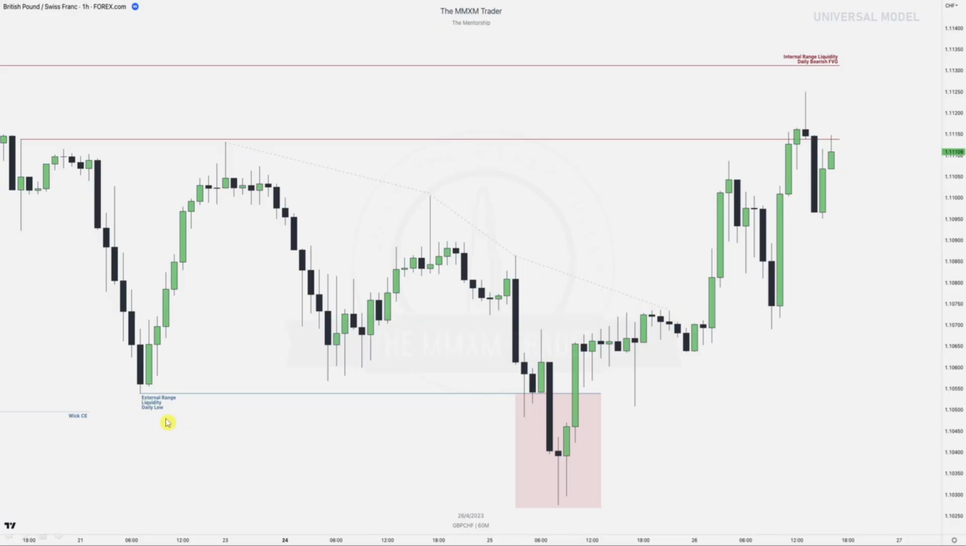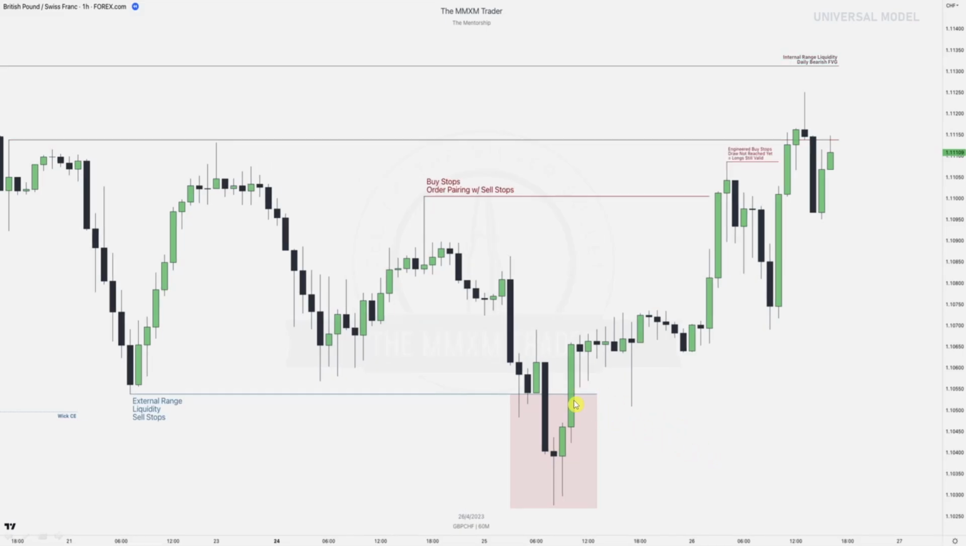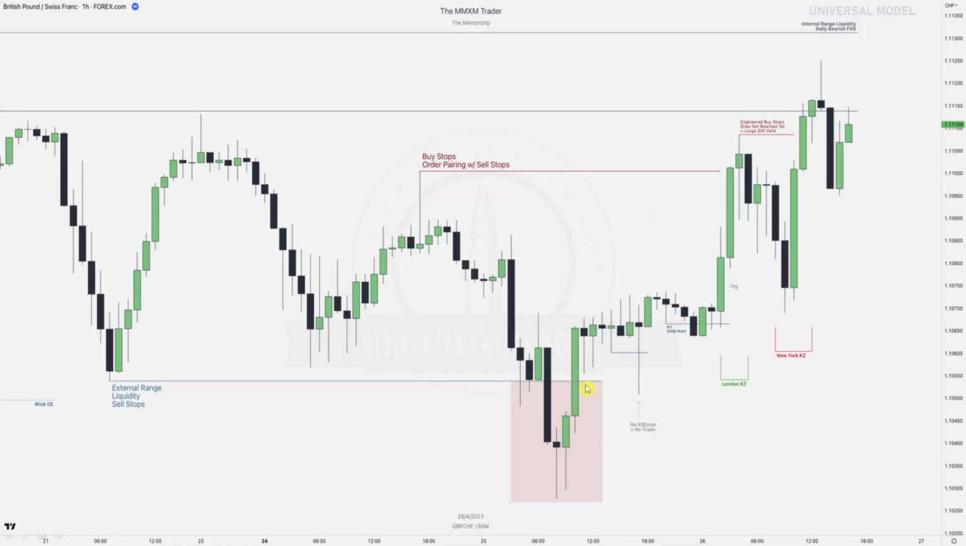So we need this external range liquidity purge, and then we wait for that break of structure, right? Over here, we have a break of structure. We have those engineered buy stops over here. Over here, we have no kill zone yet, so no trade yet, right? Because we have a stop hunt over here on the 1 hour, but it's outside of the kill zone, and we really want to be in our time zone before we execute a trade, because outside of kill zones, the probabilities reduce drastically.